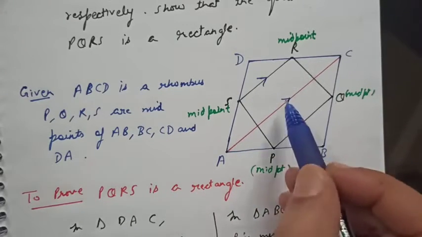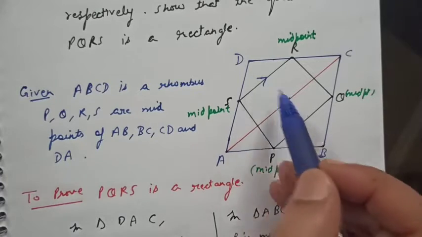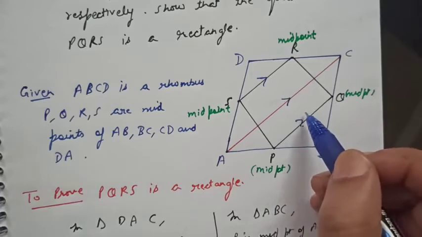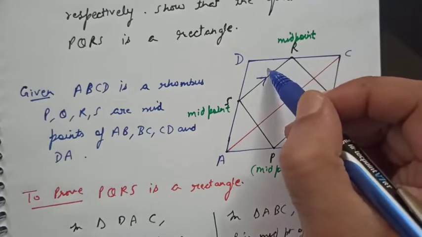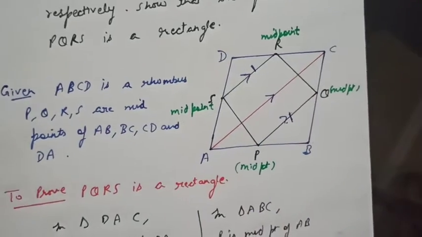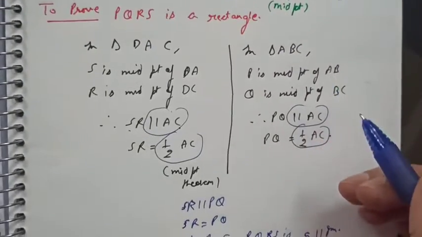और ये भी इसके parallel है, तो they both of them will be parallel to each other. This is also half of AC, this is also half of AC, they will be equal to each other, right? So they will be equal to each other. So by least required condition I can write PQRS is a parallelogram, right?